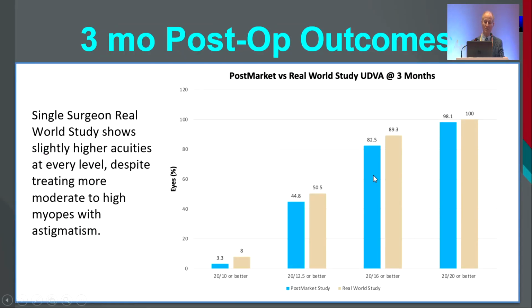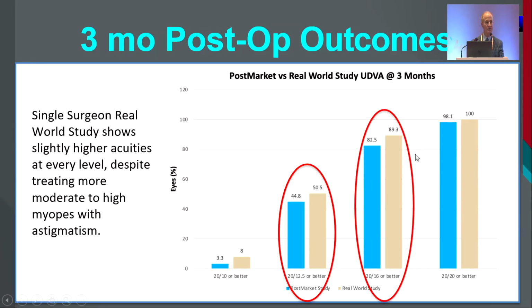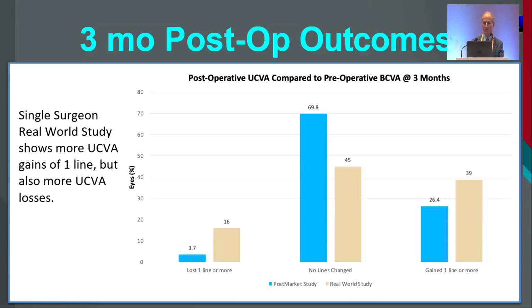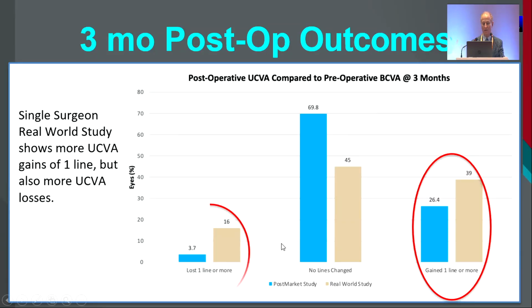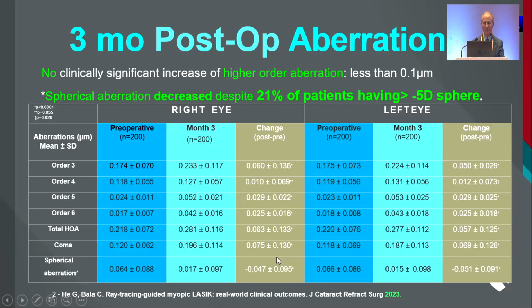But when you compare them directly, you can see they're all giving some of the best results we've seen to date. Here, over 50% of patients are seeing 20/12.5. Here, almost 90% are seeing 20/16, which is really great results. Comparing the 2 studies side by side, you can see lines gained were really robust, even close to 40% gaining 1 or more lines. Some lines lost overall, but this is looking at really good outcomes in general.